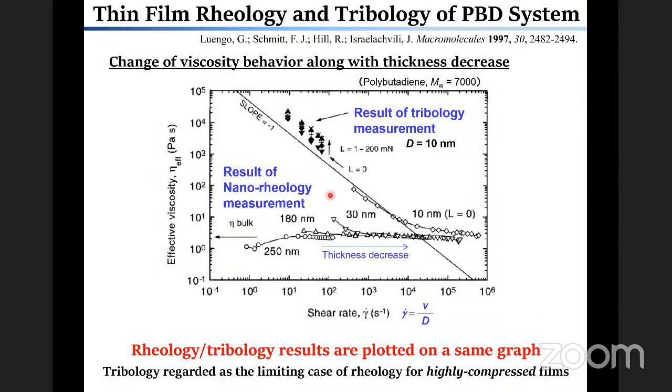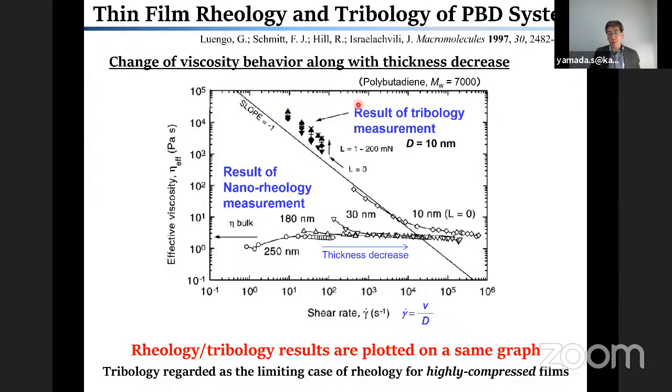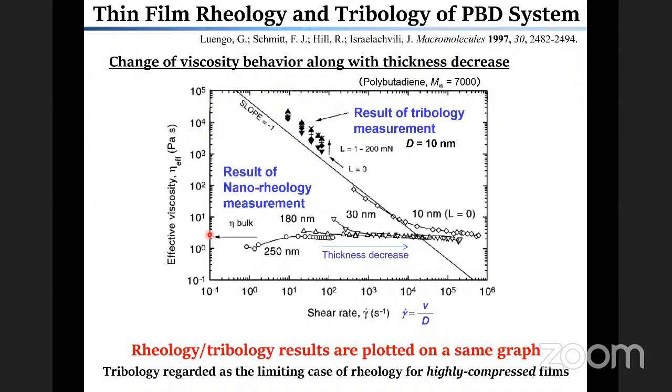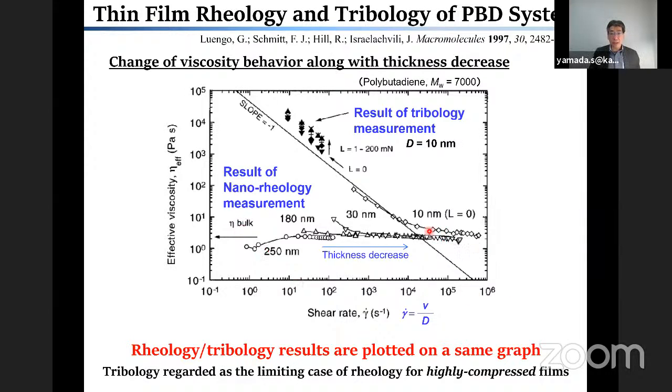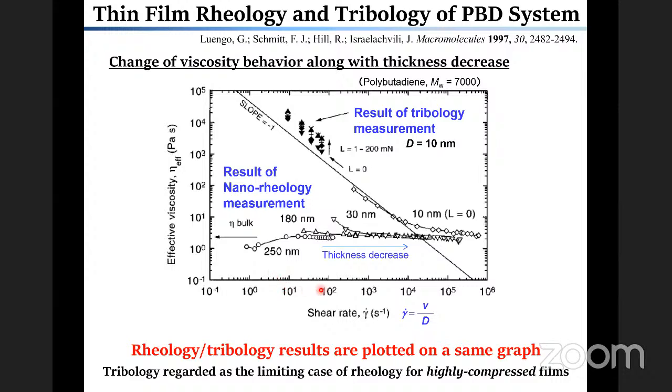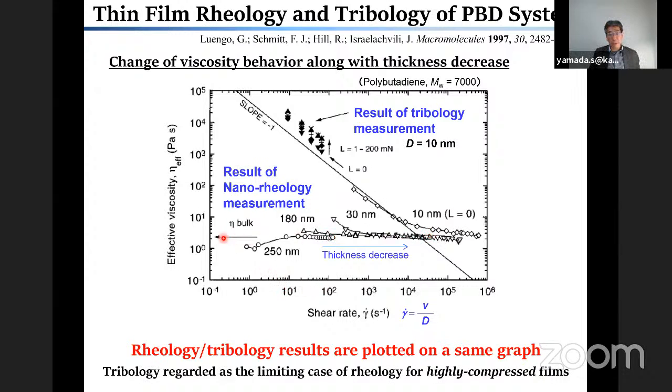The results of the nano-rheology and tribology are plotted together as the relationship between viscosity and shear rate. The result of the nano-rheology is described here. And as you can see, for the thick film, with a thickness of about 200 nanometer, almost constant viscosity was observed like a Newtonian liquid, and the viscosity is equal to the bulk value. Decreasing thickness gradually shifts the experimental shear rate range into a higher direction, and we see shear thinning behavior here.